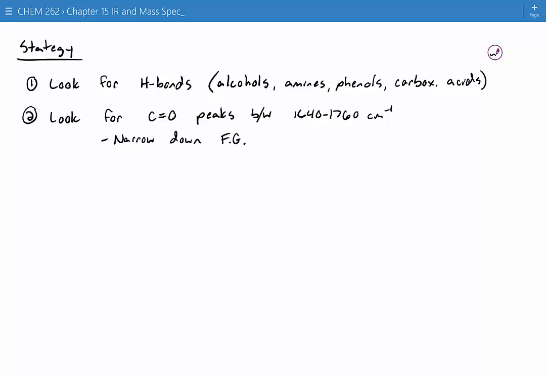So for example, you may immediately rule out, hey, this isn't going to be an acid halide, it's probably going to be something like an aldehyde or a ketone or something like that. Again, you've always got to watch out for resonance.